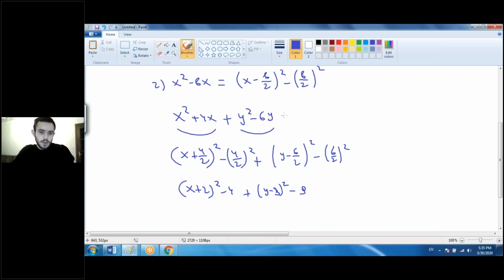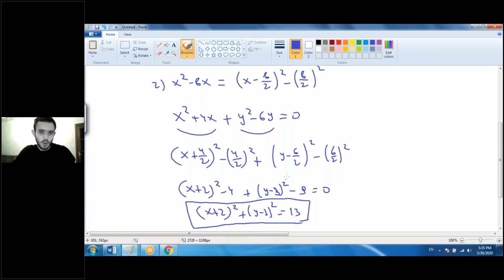And often it's equal to 0. If it's equal to 0 here, we will have (x + 2)² + (y − 3)² = 13. So this one is the converted form of the original equation into this one.